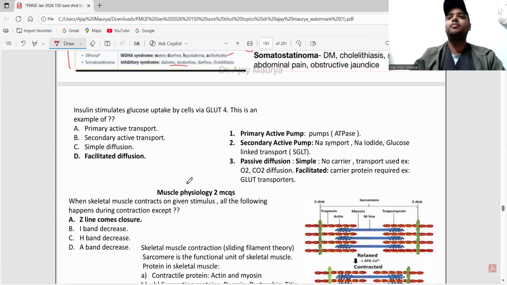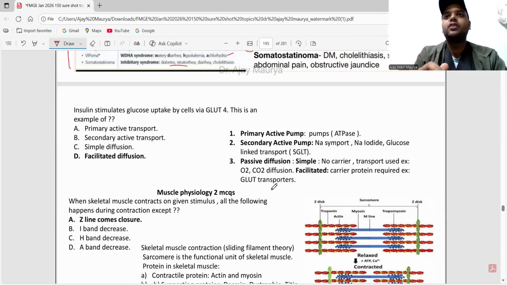Next one, this is very simple. Insulin stimulates glucose uptake by cells via GLUT4. It is a type of facilitated diffusion.